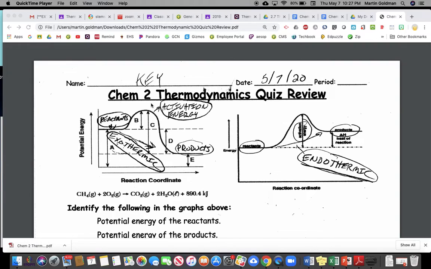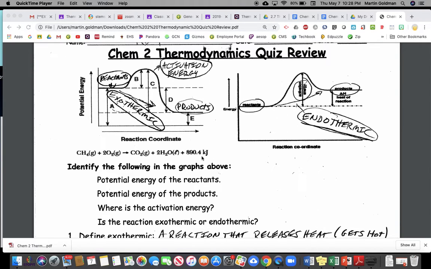Okay, guys, let's take a look at our quiz review for thermodynamics. Number one, well, it's before number one. Identify the following in the graphs above. So these two graphs. What's the potential energy of the reactants? What's the potential energy of the products? Where's the activation energy? And is it exothermic or endothermic?